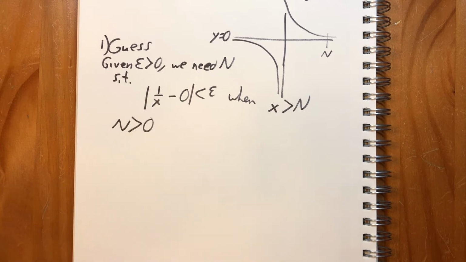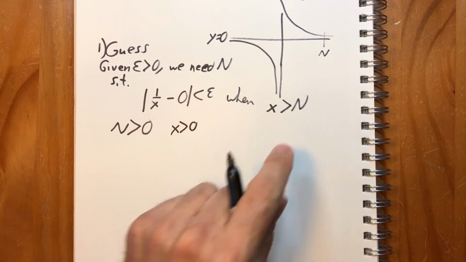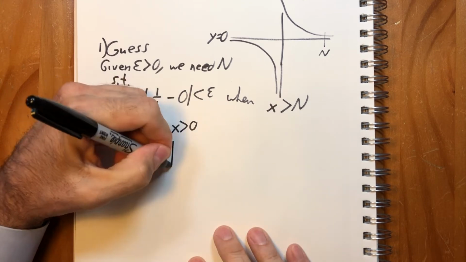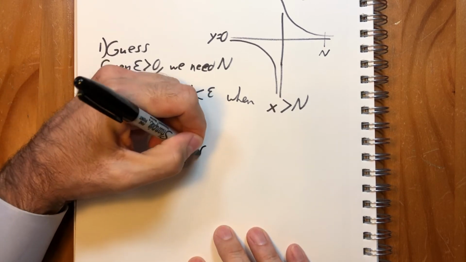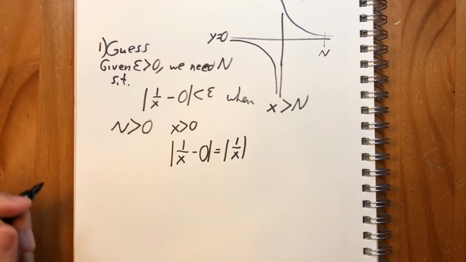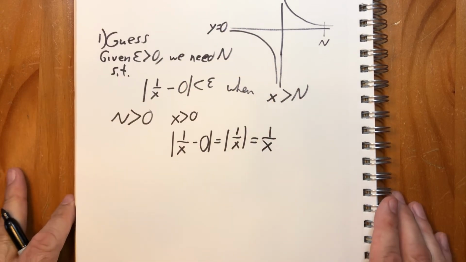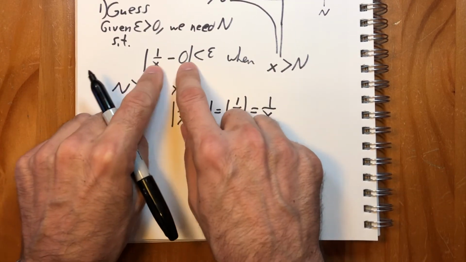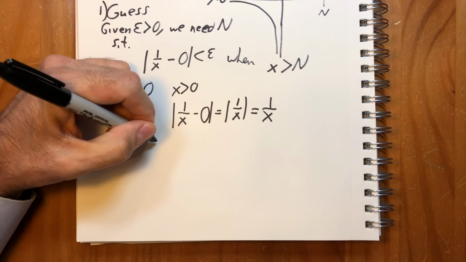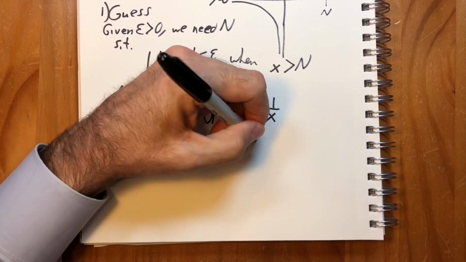So if n is greater than 0, then we can assume that x is greater than 0, right? Because x is greater than n. So we have that the absolute value of 1 over x minus 0 equals the absolute value of 1 over x. But if x is always greater than 0, that's the same as 1 over x.